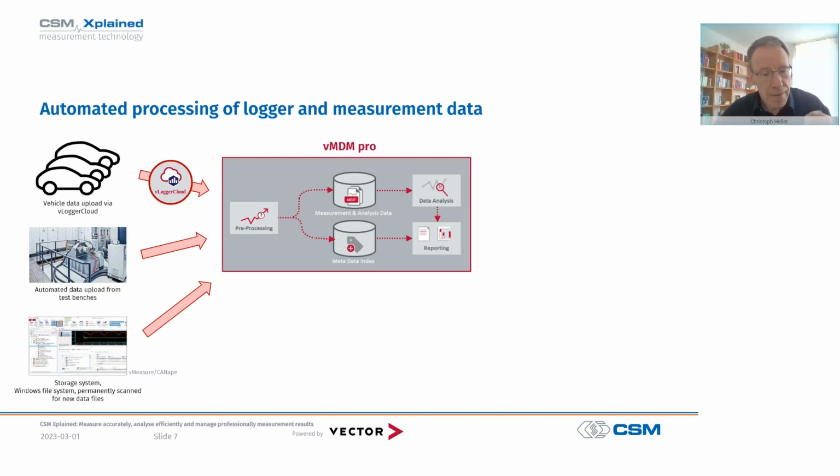Important, and I think that is a major feature of vMDM, is its powerful pre-processing engine. Here you derive all the information you are looking for. It could be, for instance, driving distance, average oil temperature, or even those small time slots when you recognize an efficiency drop, a drop in the power. And this information is then efficiently stored in the metadata index and available for later analysis, post-processing, and reporting.